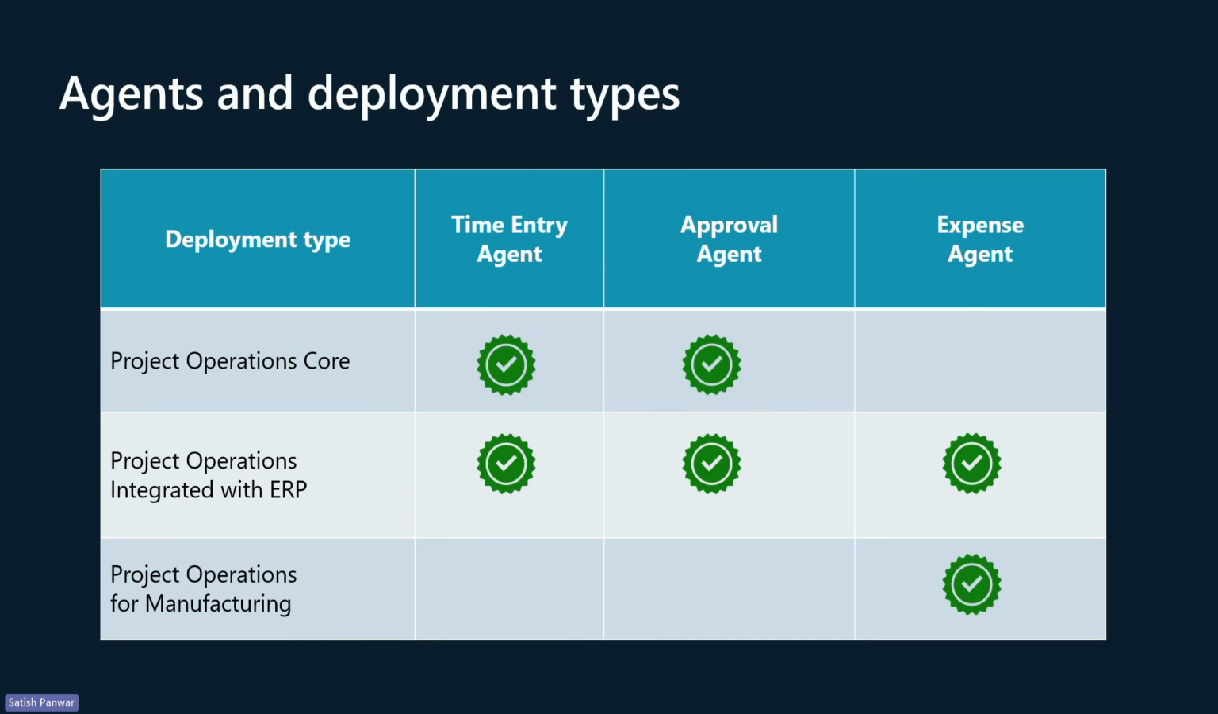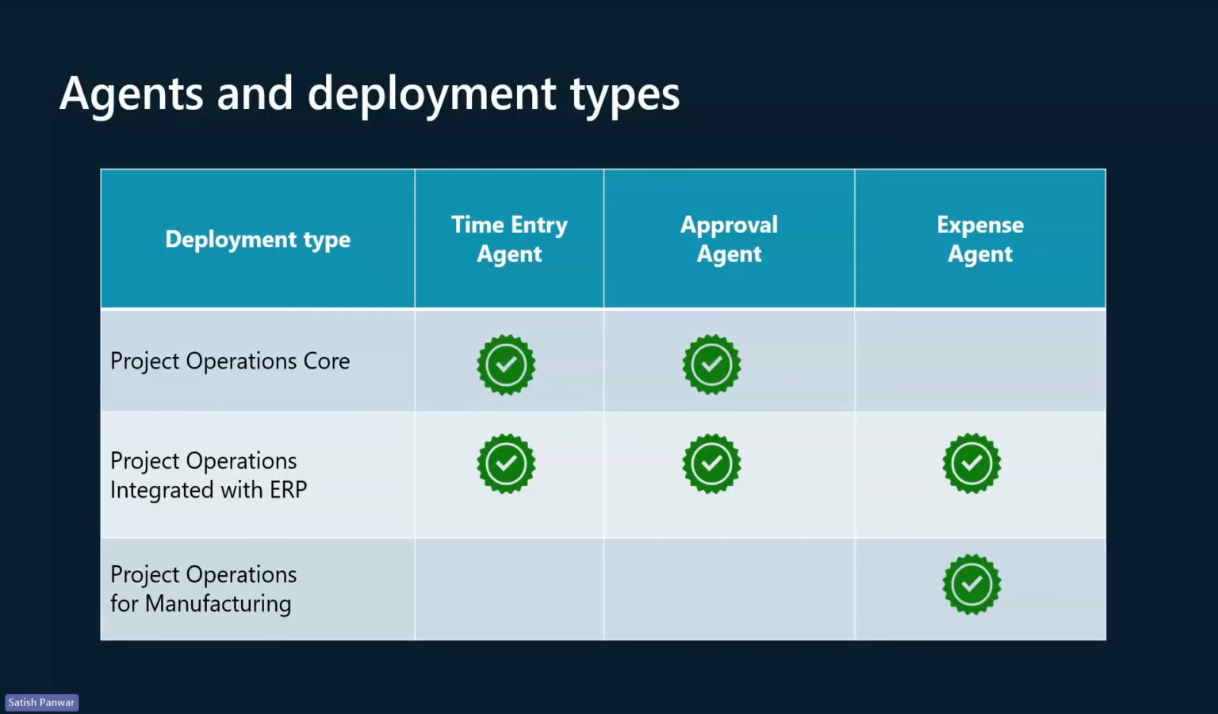For project operations, we have 3 agents that are currently available, and they are time, approvals, and expense agent, also known as TEA agents. It is available to understand agent capabilities based on deployment type.